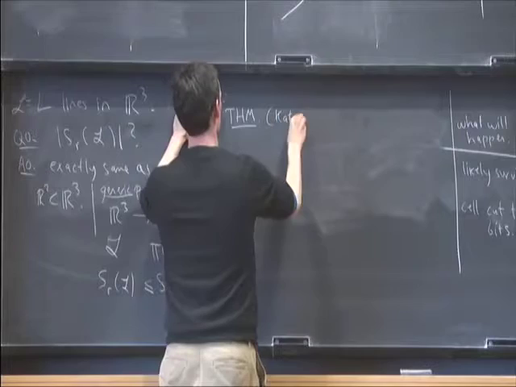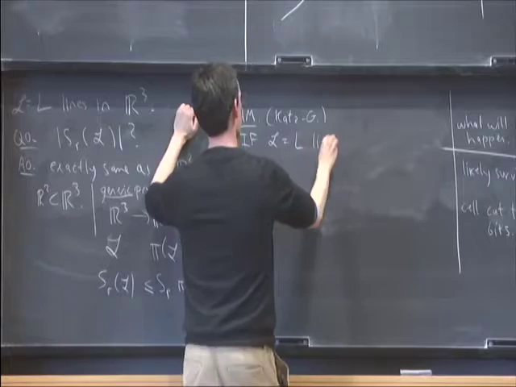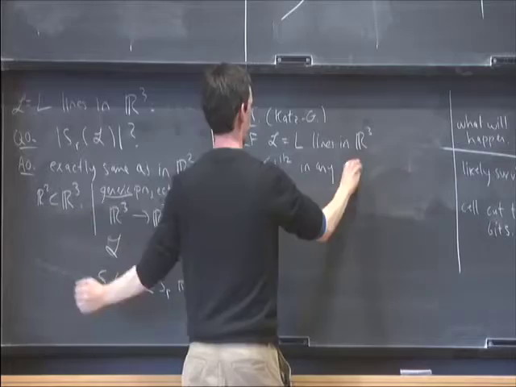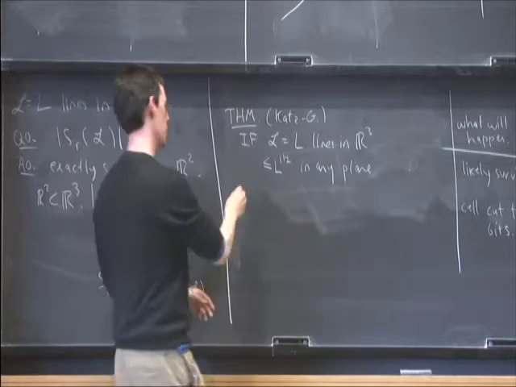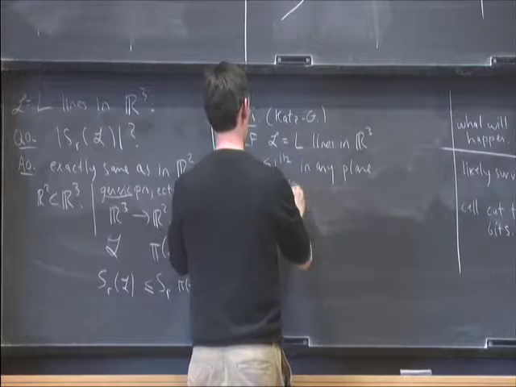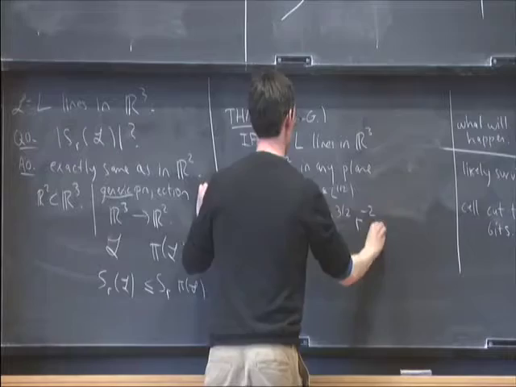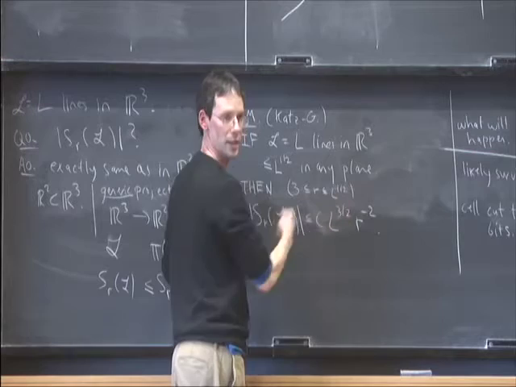So if we have L lines in R3, and to rule out these examples that come from planes, we insist that there are at most L to the 1/2 in any plane. And now we get a kind of really three-dimensional problem. And the conclusion is that there's a better estimate, for some range of R, which is interesting: the number of these is bounded by L to the 3/2 R to the minus 2. It's not super important for my lecture what this is, but it's a stronger estimate than the Szemerédi-Trotter theorem. And it is a sharp estimate in that range.